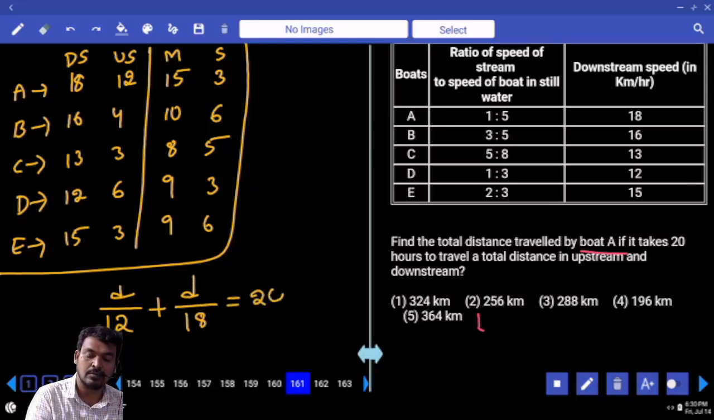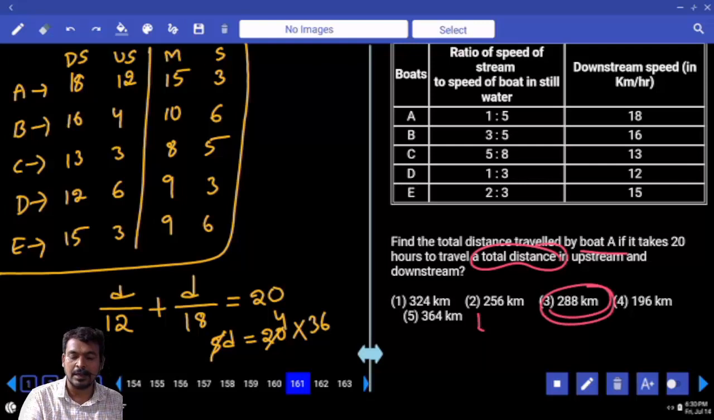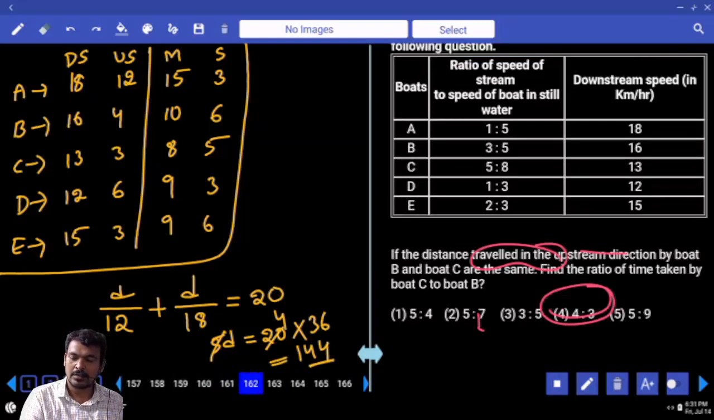What is the total time? 20 hours. What is the LCM of 12 and 18? 36. 12 how many times? 3 times. 18, 2 times. Total it is 5D equal to 20 into 36. 5 how many times? 4 times. 4 into 36 is 144. But here the question is total distance. Total distance means upstream plus downstream. What is the answer? 288. 144 doubled is 288.